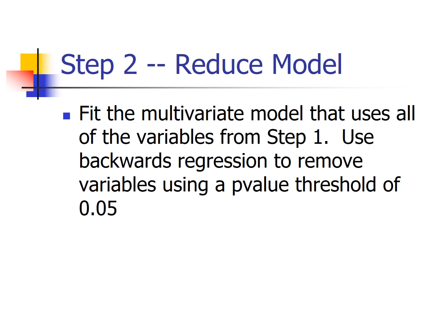Then step 2. Kind of a little bit of a backwards approach, right? All the variables that survive the univariate tests in step 1 go into a large multivariate model. And then we use backwards regression to remove variables using a p-value threshold of 0.5, or 0.05, sorry.